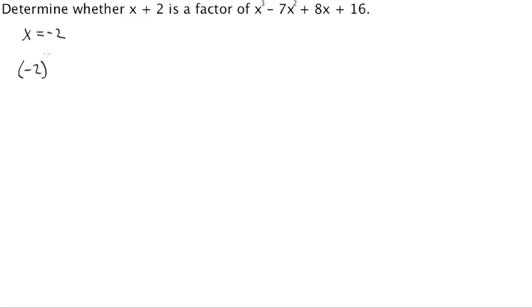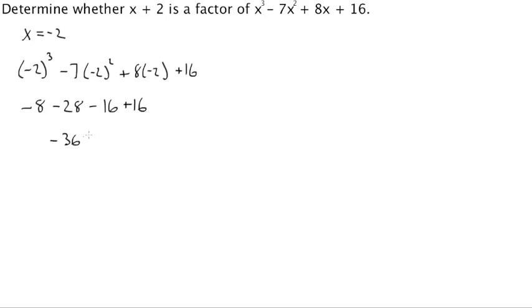So negative 2 cubed minus 7 times negative 2 squared plus 8 times negative 2 plus 16. Negative 2 cubed will be negative 8. Negative 2 squared will be positive 4, so minus 28. 8 times negative 2 will be negative 16, then plus 16. So negative 8 minus 28 is going to be negative 36. Negative 16 plus 16 is 0, so we get negative 36 here, so no, this is not a factor.